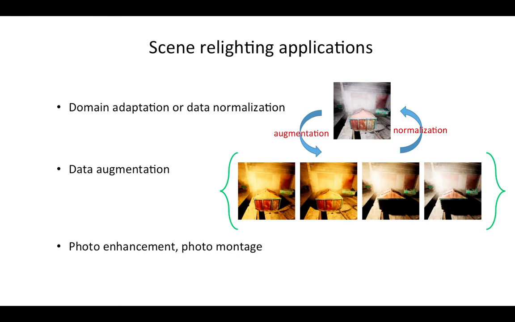First, image relighting is important for domain adaptation or data normalization. For instance, input images with varying illumination settings can be transformed into one uniform illumination. We can also use image relighting the other way around, for data augmentation, by generating multiple images with different illumination settings out of a single input image.